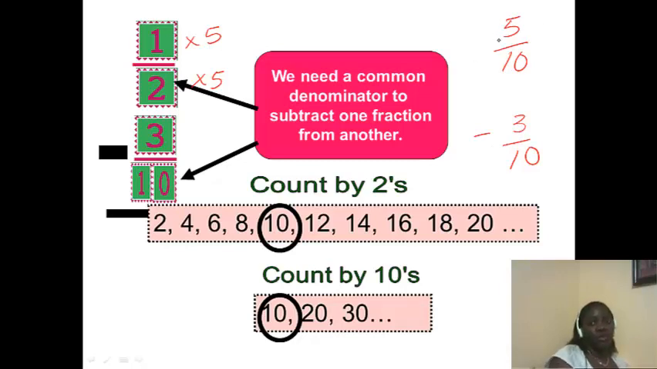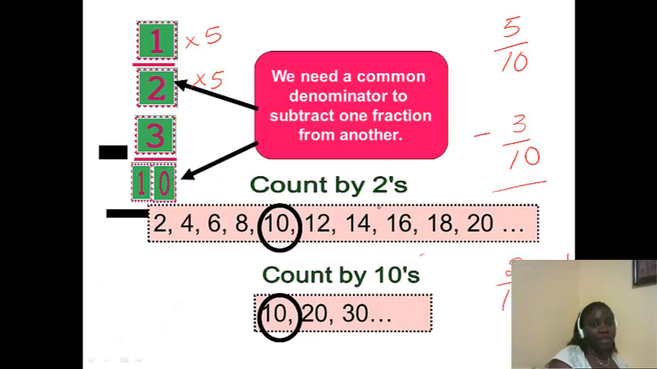And then we subtract normally. Remember, we only add and subtract the numerators, never ever the denominators. So here, 5 minus 3 is 2. So we end up with 2/10. And this 2/10 can be reduced, divided by 2, to 1/5. So once again, please remember that if the denominator is not the same, you must cut them the same way by finding their least common denominator. Okay?